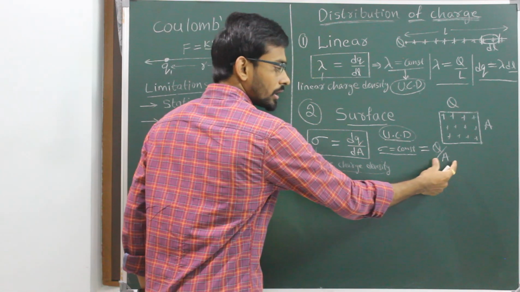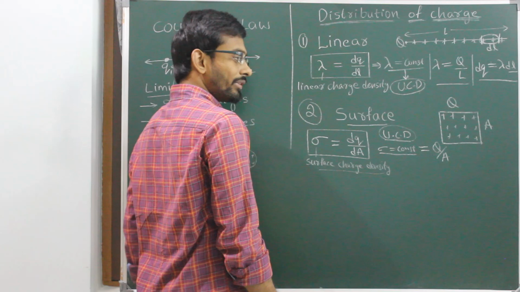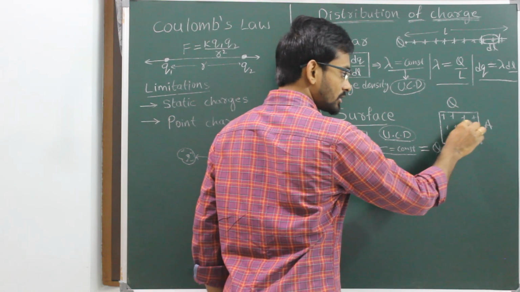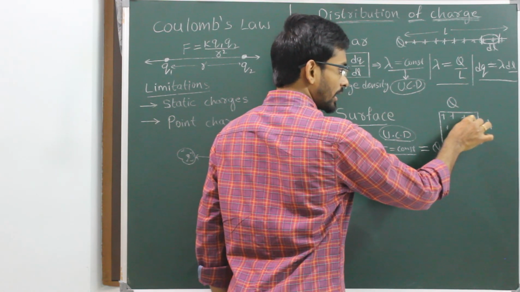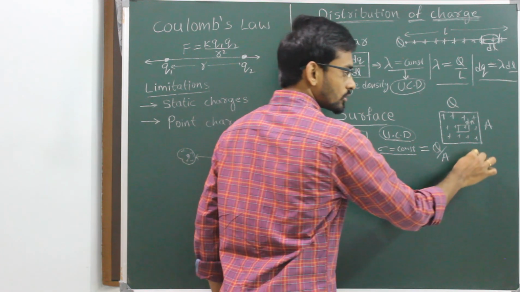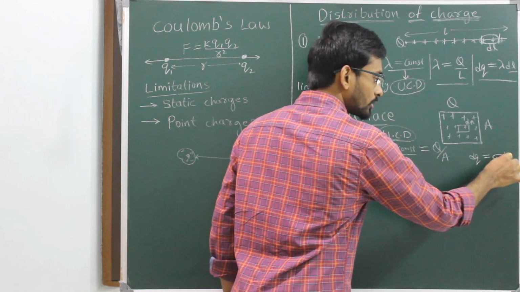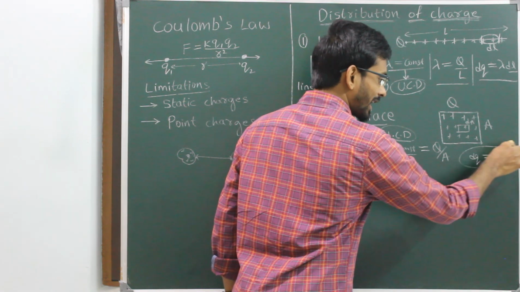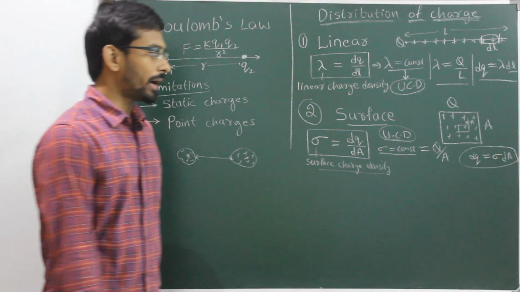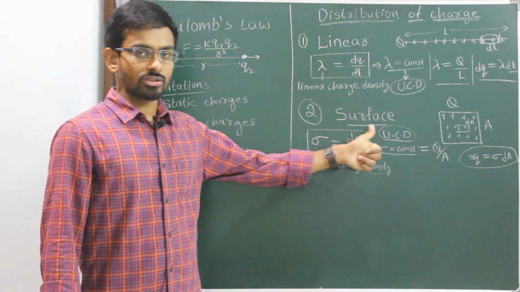Now once you have the charge density, we can find the charge over any region. Let us take this small region, let us say dA. In this small region you want to find the charge, so dq is given by sigma into dA. So this is how you can calculate charge over any part. So this is surface charge distribution.